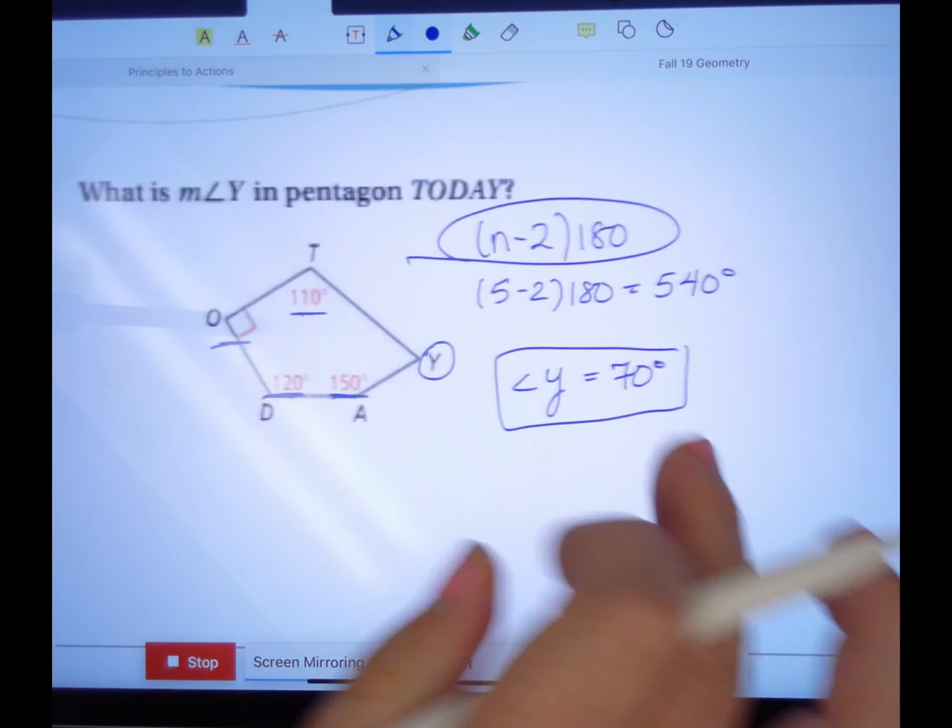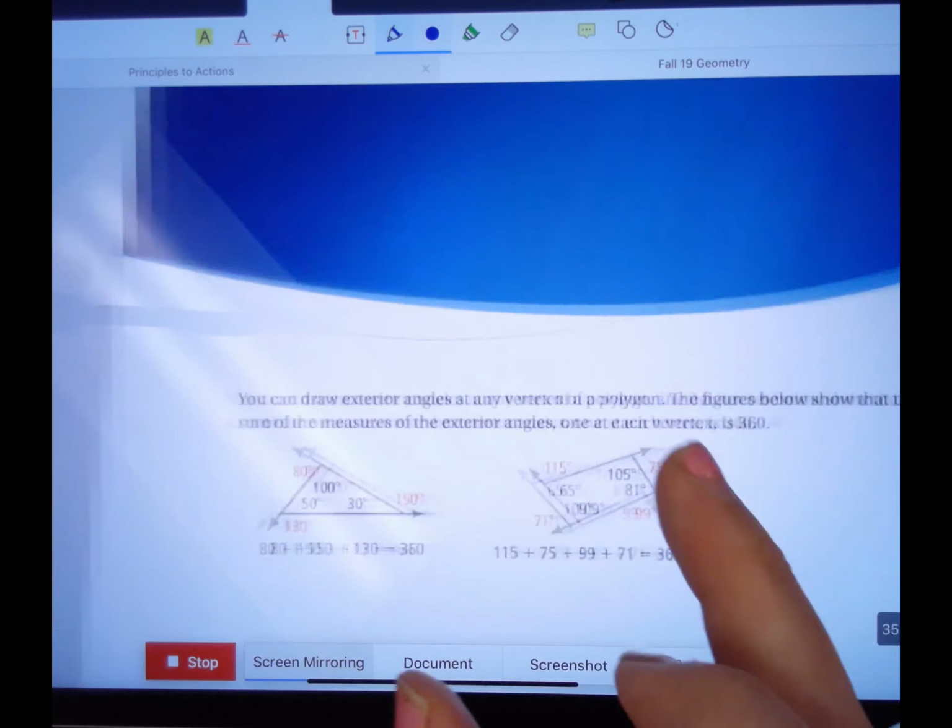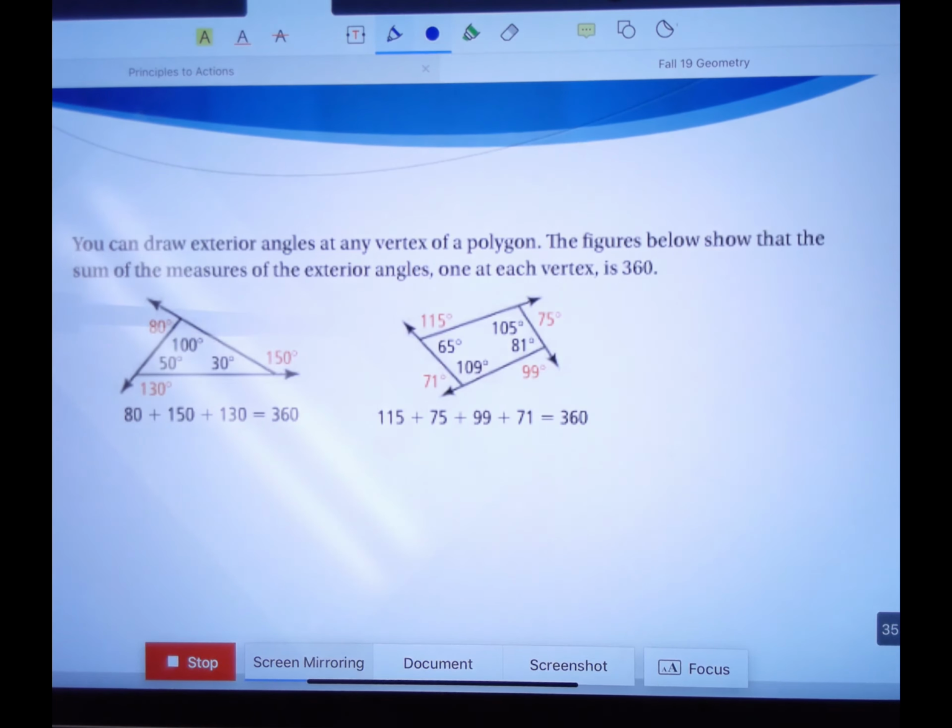Okay. The next thing right there on your sheet is talking about exterior angles. So this is called the exterior angle theorem. This is telling you that the exterior angles always sum to 360 degrees. So no matter if you have a triangle, a quadrilateral, a pentagon, a hexagon, an octagon, a decagon, it doesn't matter how many angles you have on the outside, all the exterior angles are going to sum to 360 degrees.